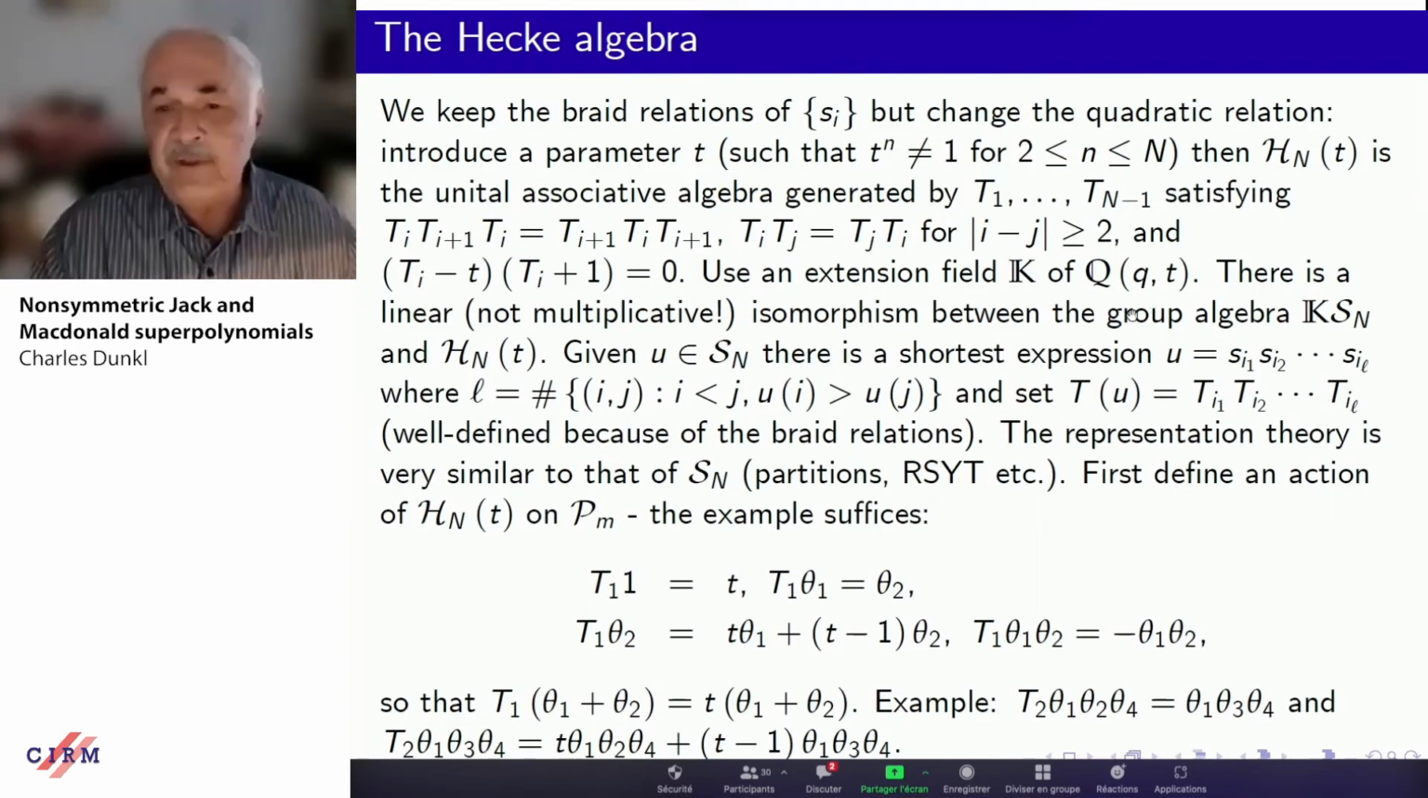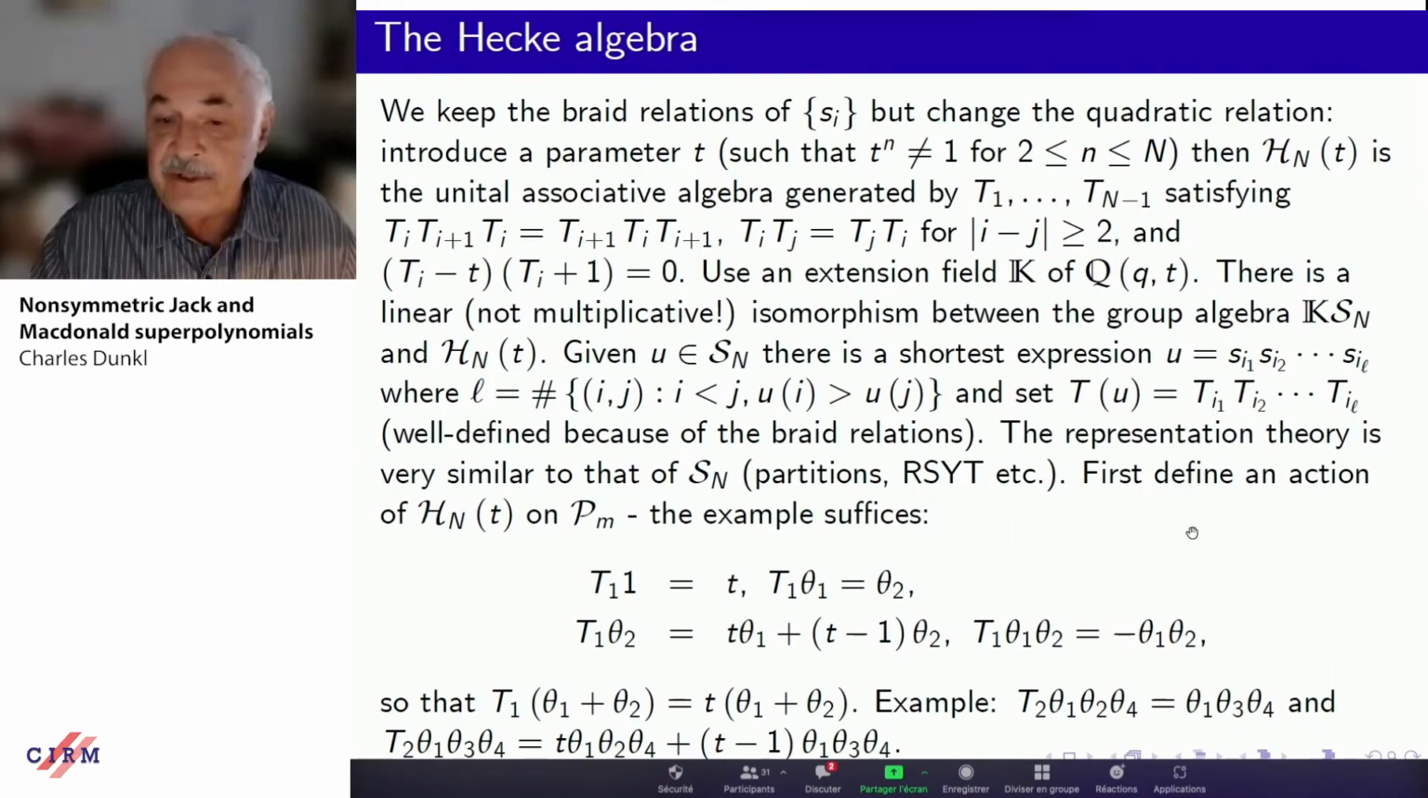We'll take some extension field of the rationals, Q(t). So we can form the group algebra of S_n with this field. And for the Hecke algebra, there's a linear isomorphism between the two. What you do is, given the permutation, you write it in the shortest form as a product of adjacent transpositions. The number of terms is more or less the number of inversions. And then T_w is the product of the corresponding T's. If there are different products, the braid relations say that you get the same result.